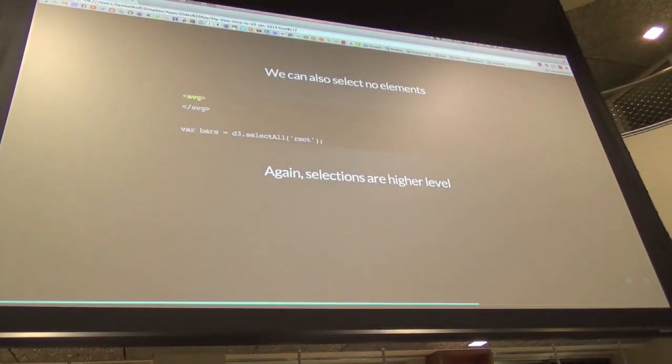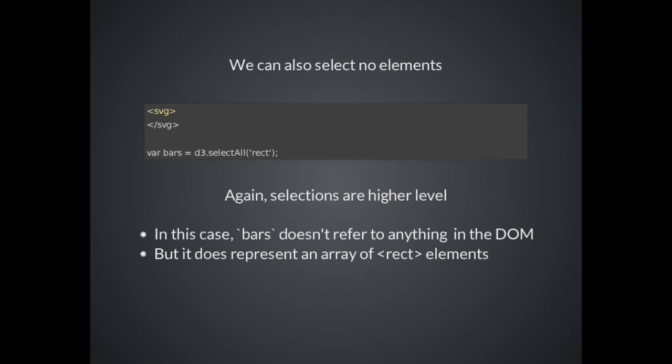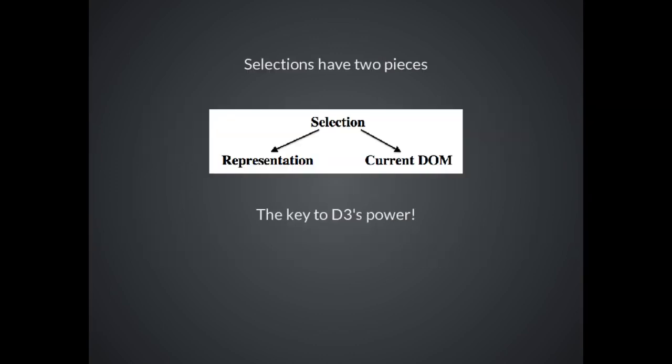So again, selections are higher level than the elements that currently exist in the DOM. You can select things that don't exist, but you still have something that is important. So in this case, bars doesn't refer to anything that's in the DOM, but it does represent an array of rectangle elements because we've called selectAll. So selections really have two pieces, right?